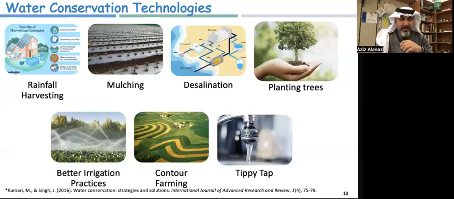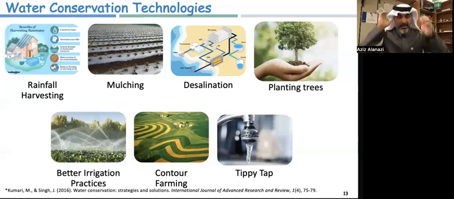Tree plantation, and of course, desalination. Desalination is advanced and depends on the techniques. We have many different techniques for desalination.